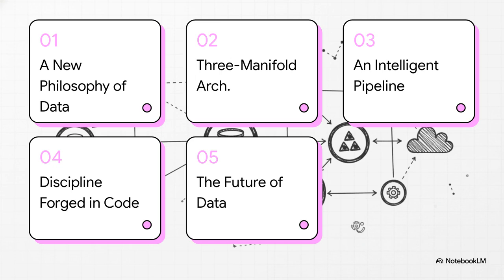So here's our game plan. We're going to start with the big, mind-bending idea, the core philosophy. Then, we'll see how that idea gets built into a really unique three-part architecture. After that, we'll follow the data on its journey through an intelligent pipeline, see the kind of discipline it takes to build this thing, and finally, we'll ask the big question. What does this all mean for the future of how we interact with information?